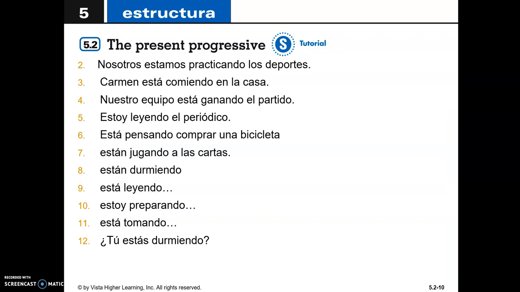Welcome back, guys. These are going to be the answers for 2 through 12. So once again, take a moment to pause these so that you can go over and check and see how you did.